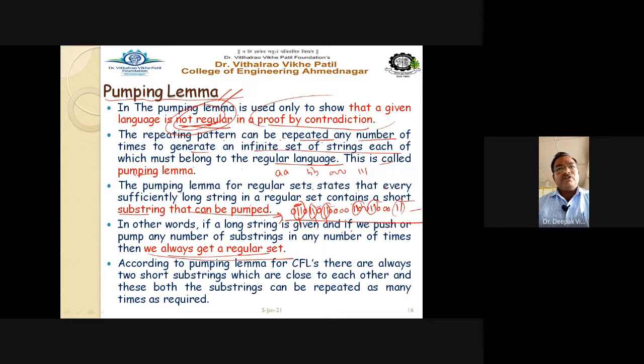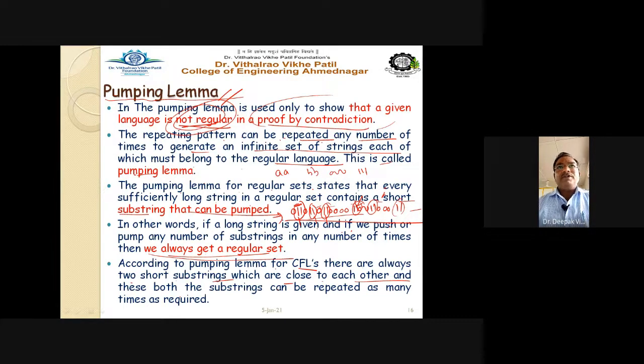Okay. According to the pumping lemma for a CFL, there are always two short substrings which are close to each other, and both of these substrings can be repeated as many times as required. So you can find one substring here. There are many such substrings close to each other in that particular main string, and you can easily pump a substring from that particular string.